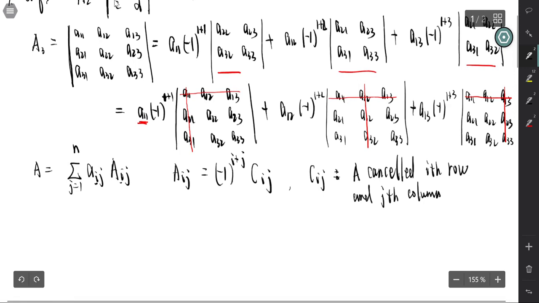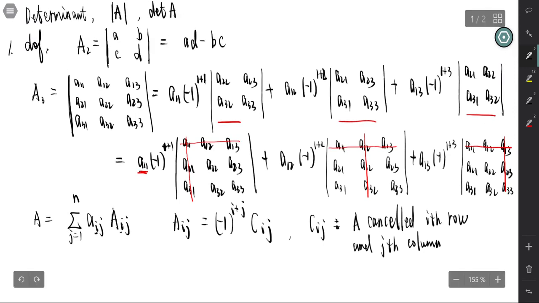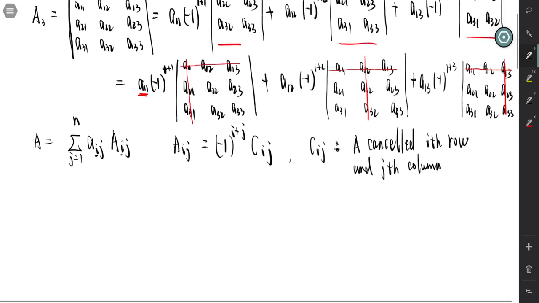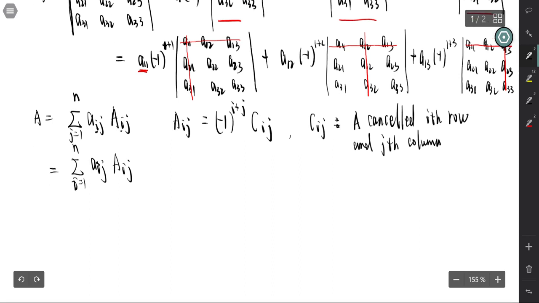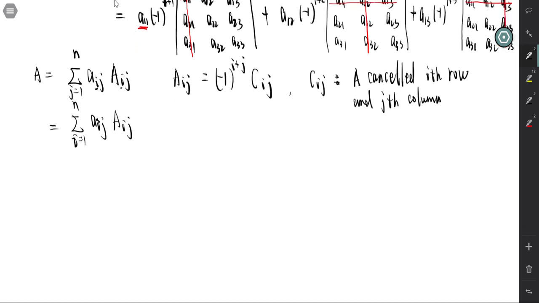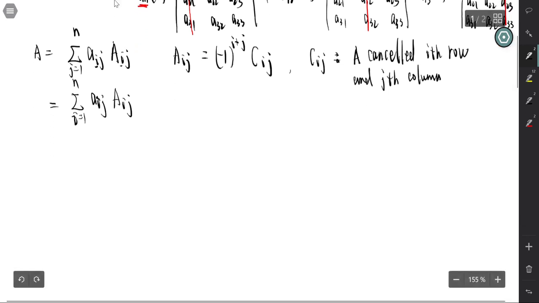Actually, the determinant can be expanded by any row or any column. Or actually we can write it as the sum with i from 1 to n of a_ij for any j. For any j it is the same thing. That's the definition of the determinant. There are many properties of the determinant. We only collect the most important properties here.